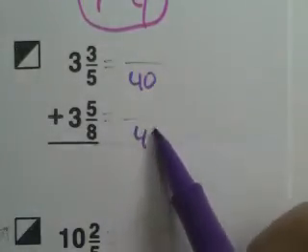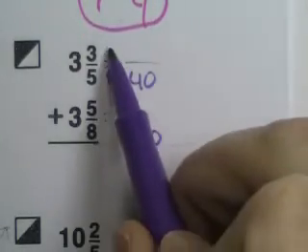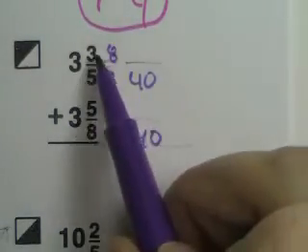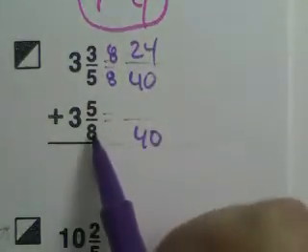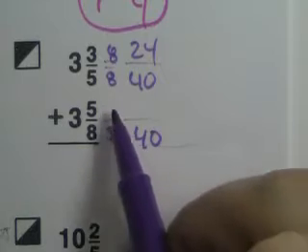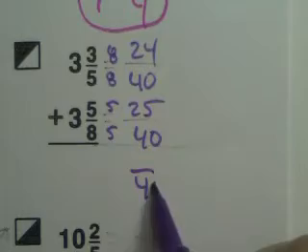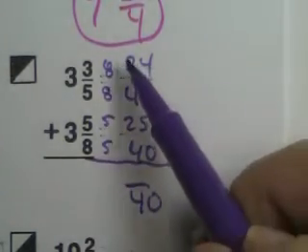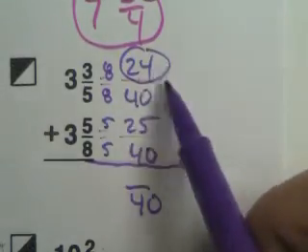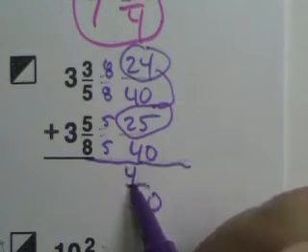Next one going down, 5 and 8 both go into 40. And I know that 5 times 8 is 40. So I'm going to put the 8 up there. 3 times 8 is 24. And down below here, 8 times 5 is 40. 5 times 5 is 25. So 40 is the common denominator. Now I'm going to go ahead and add my numerators, 24 and 25. That's going to be 49.